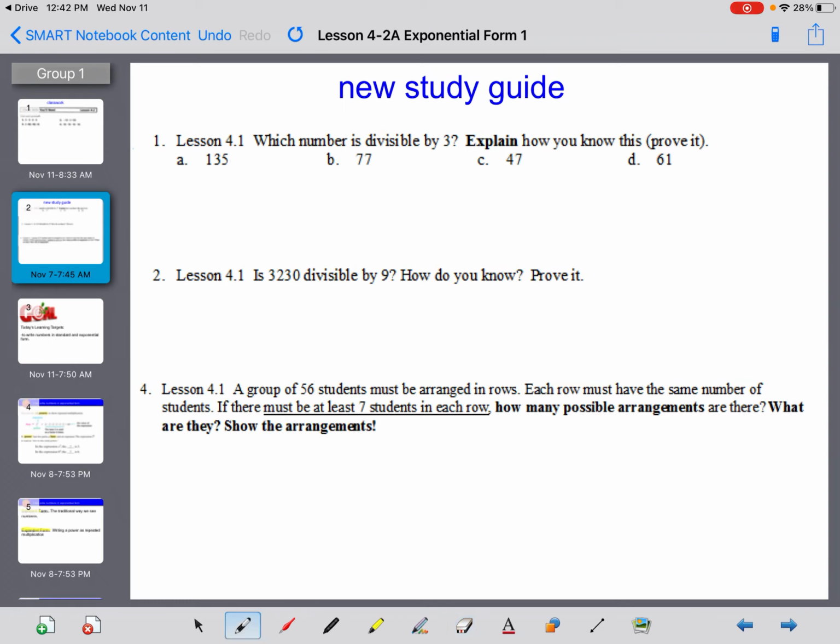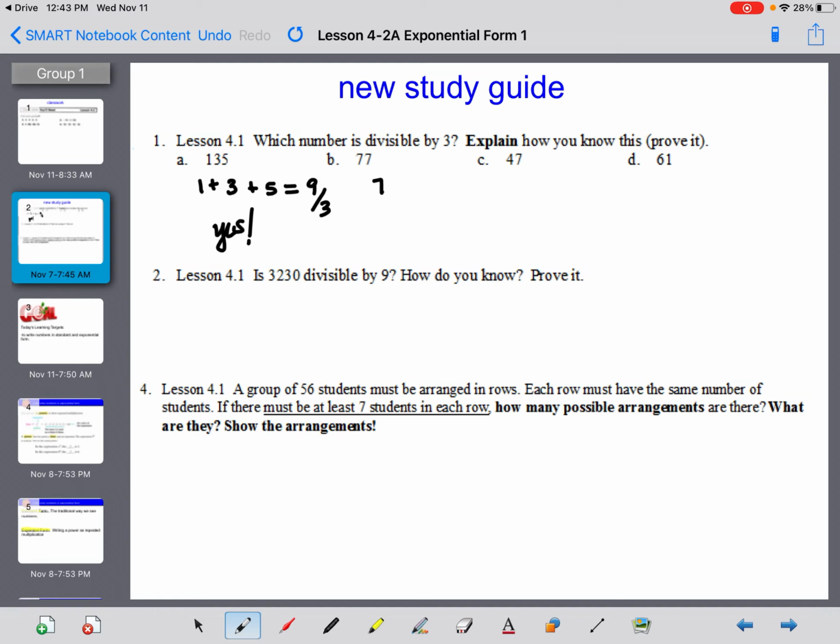Number 1 asks us which number is divisible by 3, and explain how we know this. We have learned that the divisibility rule of 3 is to find the sum of the digits in the number. If the sum of the digits is divisible by 3, then the original number is also divisible by 3. In this case, 135, 1 plus 3 plus 5 is 9. 9 divided by 3 works out, so yes, 135 is divisible by 3.